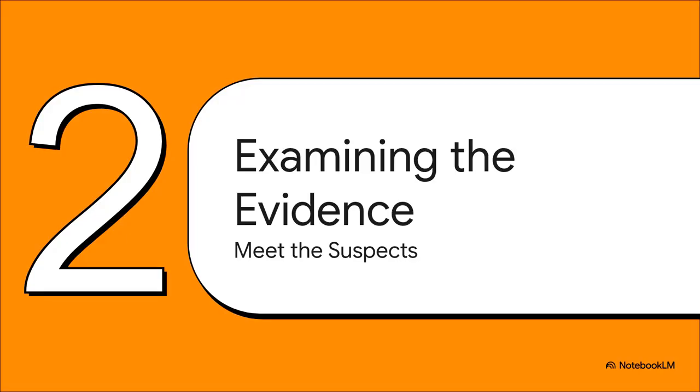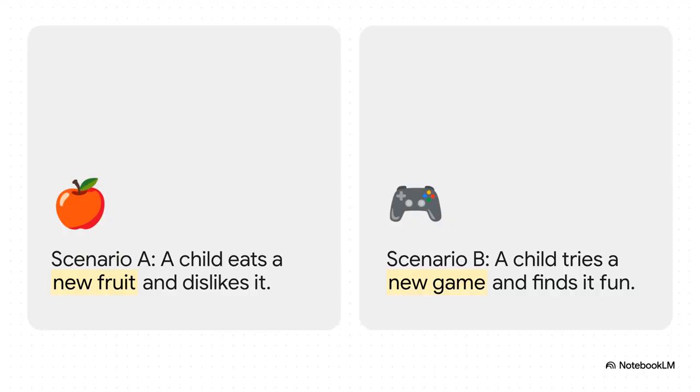That brings us to part two, examining the evidence, where we meet our suspects. Now, what's really interesting about this slide is how normal these situations seem at first glance. We've got two distinct scenarios to examine here, and both feature a kid experiencing something brand new. In scenario A, we have a child taking a bite of a new fruit and strongly disliking it. And in scenario B, a totally different child tries a new video game, gets the hang of it super quickly, and just has an absolute blast. Just two everyday situations. But the magic and the mystery really lies in what they claim next.